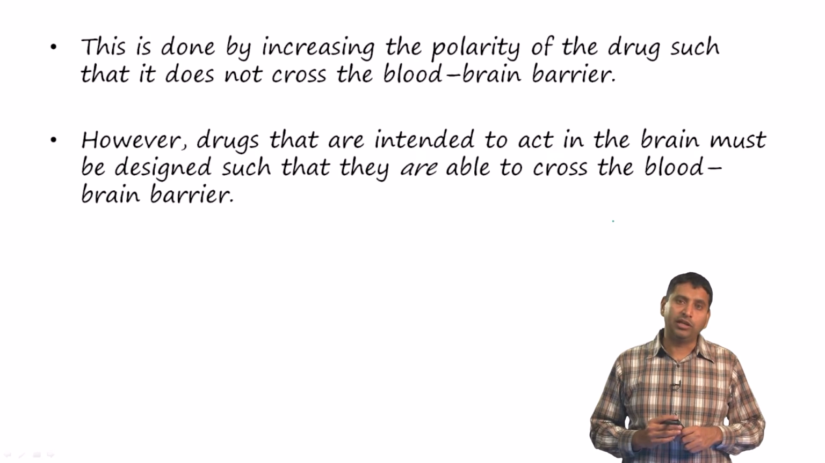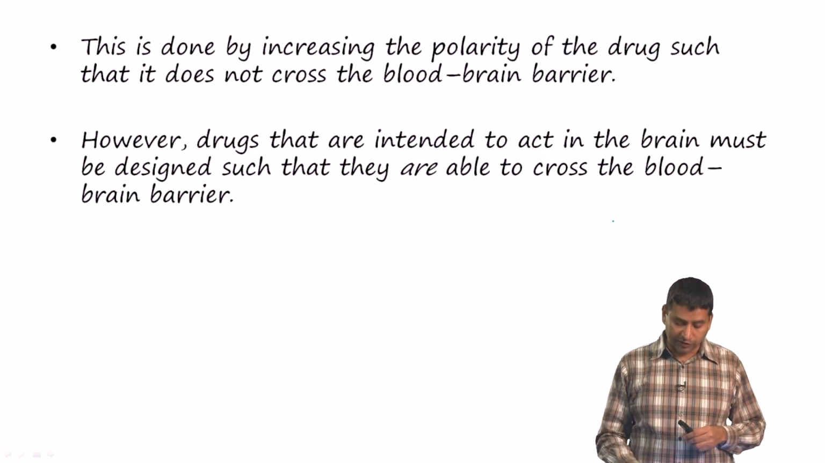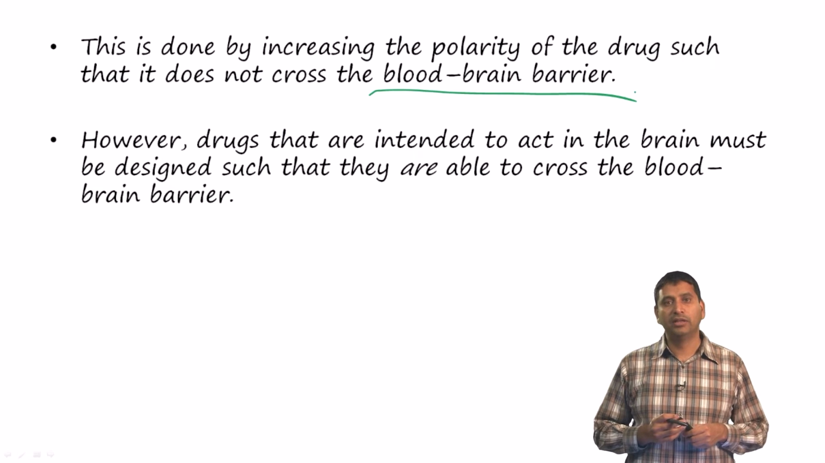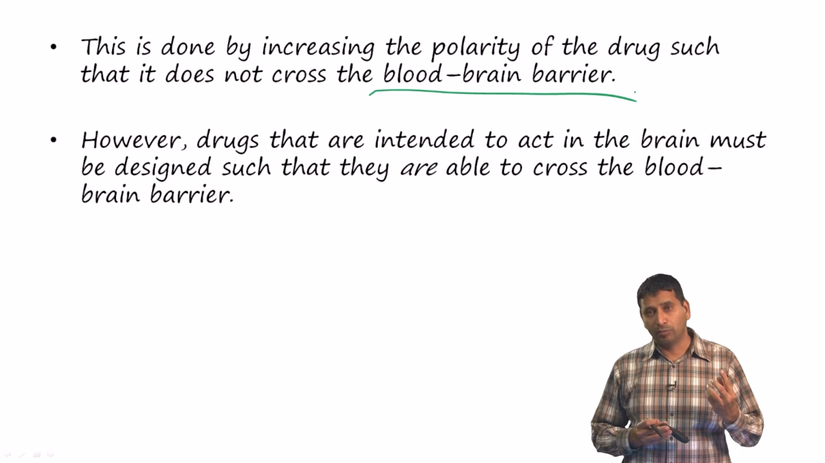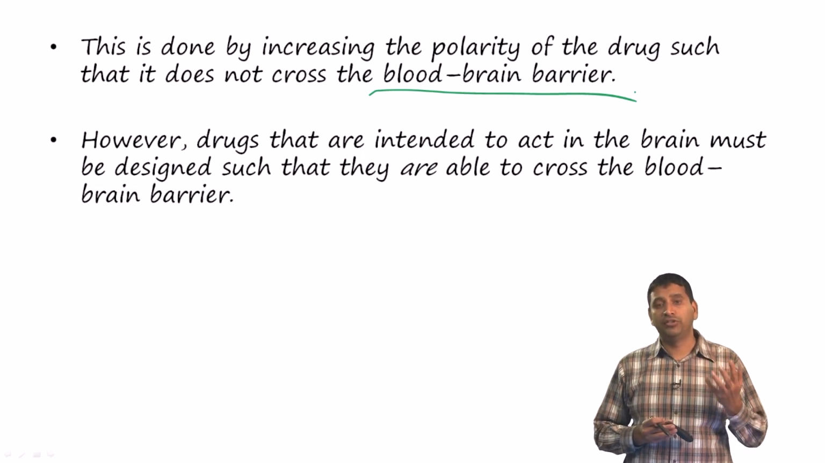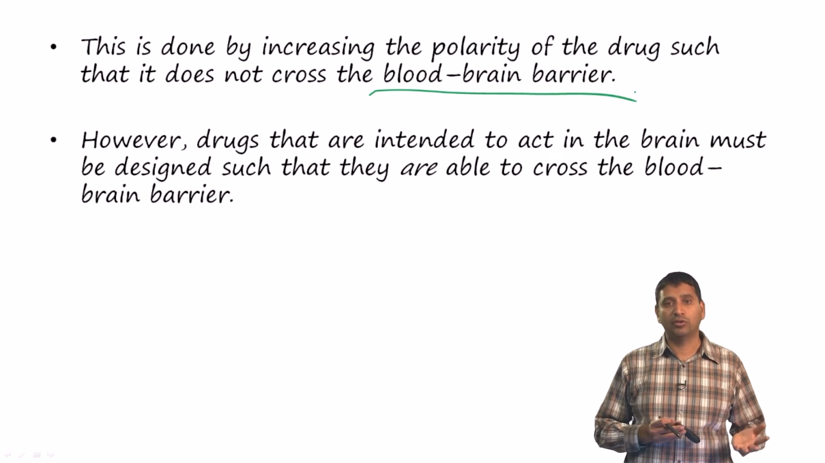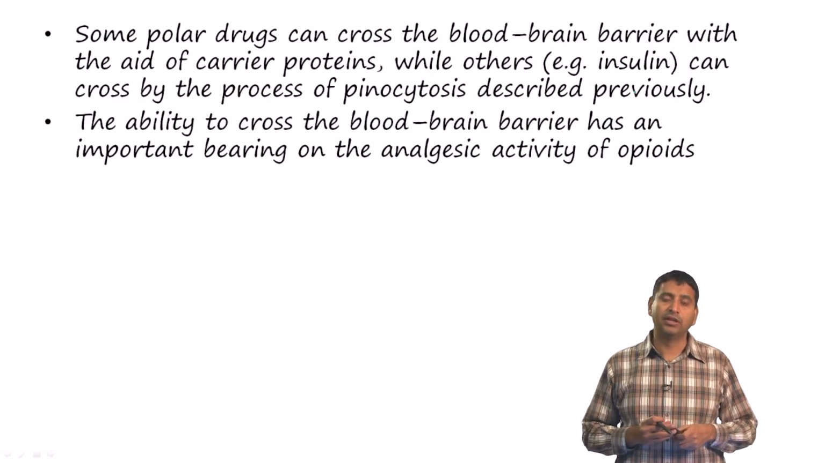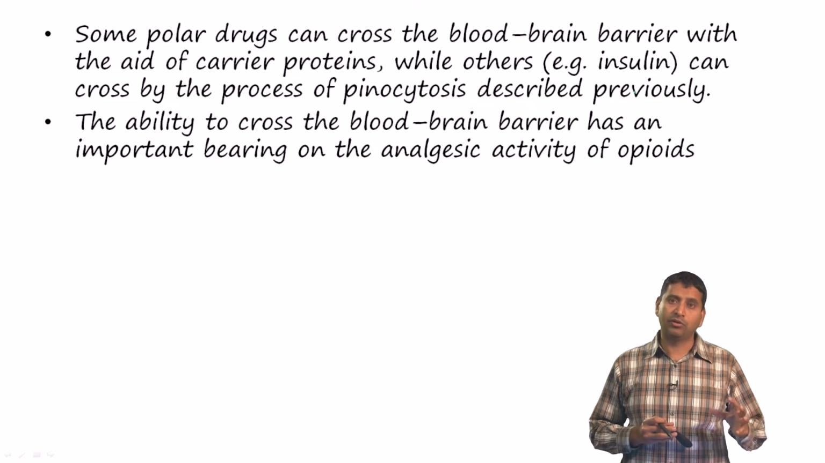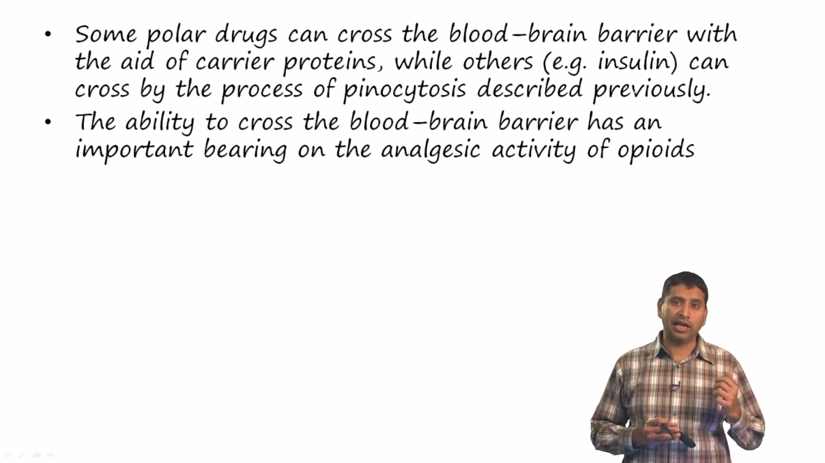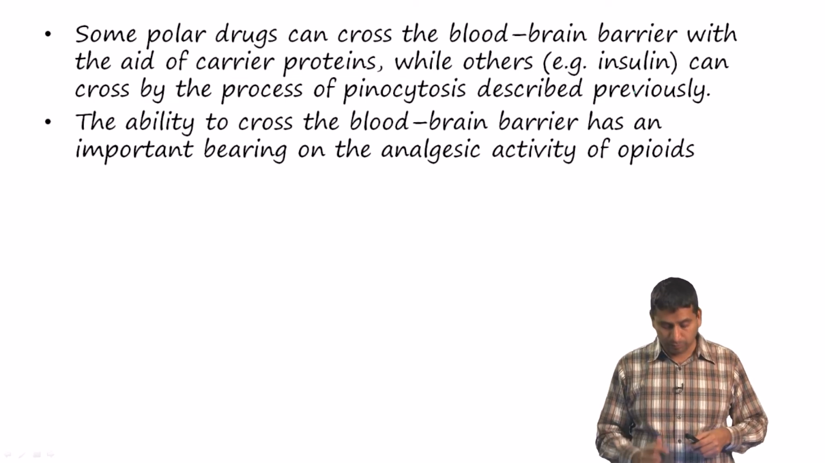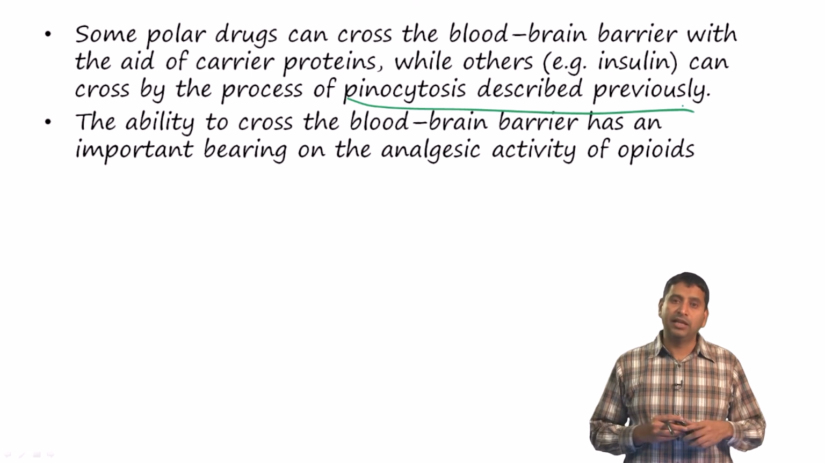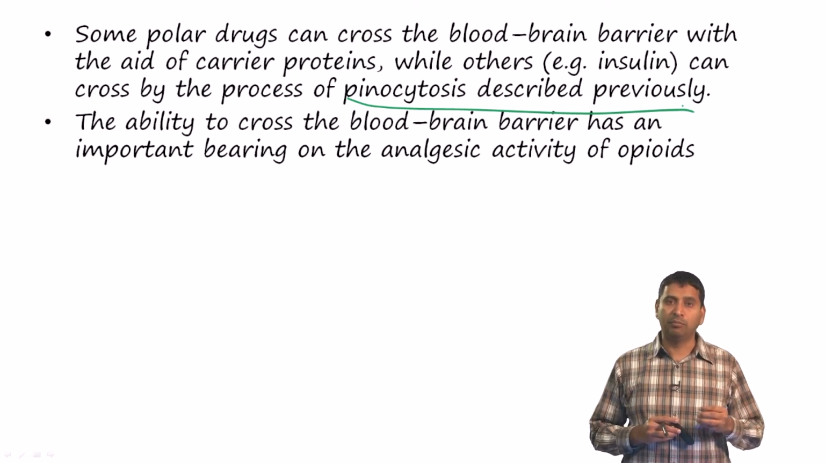The way we can do it is to increase the polarity of the drug such that it does not cross the blood brain barrier. However, keep in mind that if we have to make a drug that is supposed to go to the brain, then we should be able to design it such that it is able to cross the blood brain barrier. Some polar drugs can cross the blood brain barrier with the help of carrier proteins, while others can go across by the process of pinocytosis, which was described previously. The ability to cross the blood brain barrier has an important bearing on the analgesic activity of opioids.